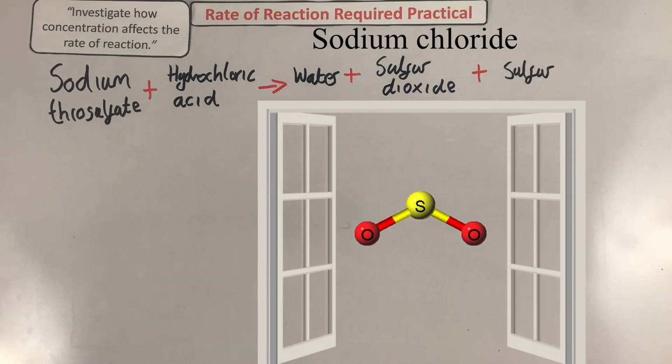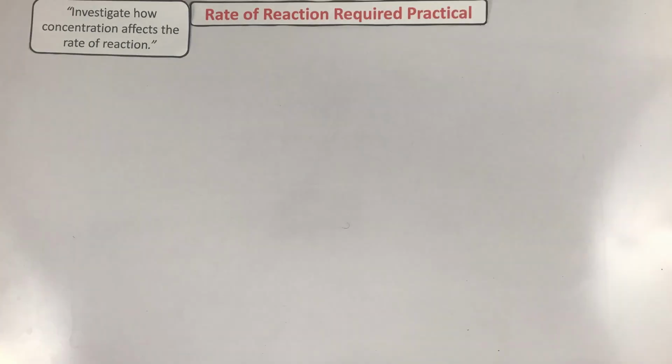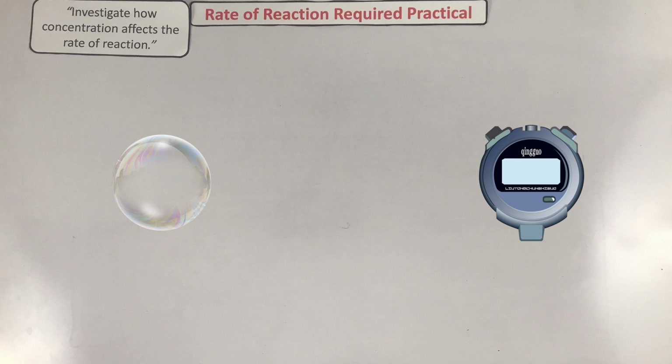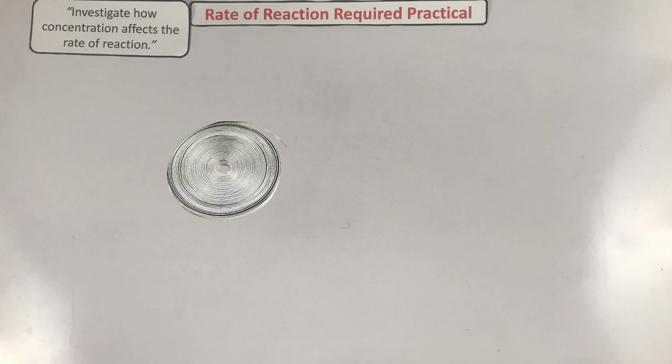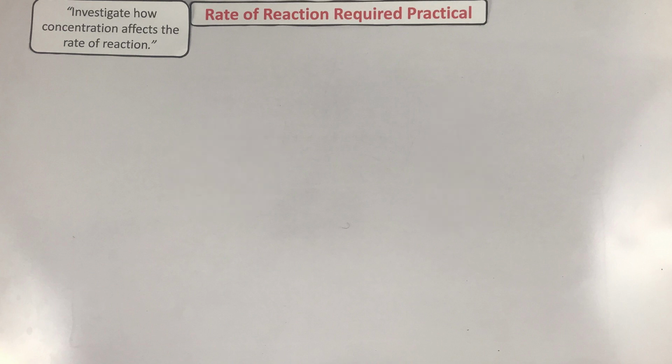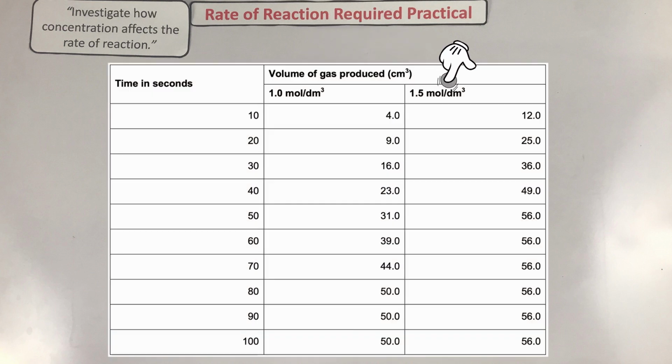The next activity you could do involves you recording the volume of gas produced at a regular time interval. This reaction is between magnesium and hydrochloric acid. Looking at the results table, I'm using 2 different concentrations of hydrochloric acid and measuring the volume of gas every 10 seconds for 100 seconds.